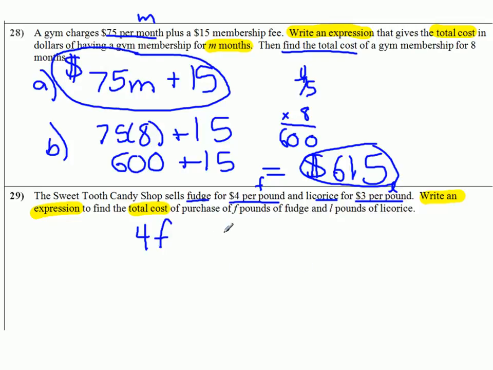I'm going to use a script L just so it doesn't look like a 1. So it's going to be like a little loop right here. And I want the total cost of purchasing the fudge and the licorice, so I'm just going to put a little plus sign there. And that looks like it. Write an expression to find the total cost. There's my fudge, there's my licorice, I'm done. That's an expression.